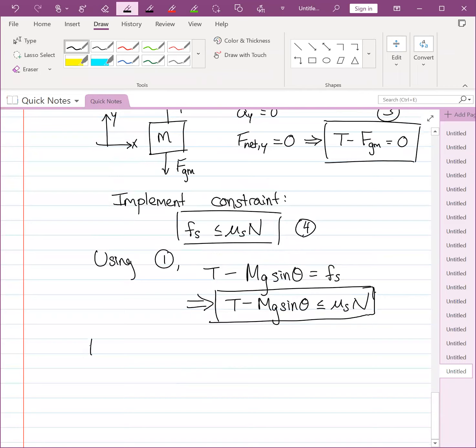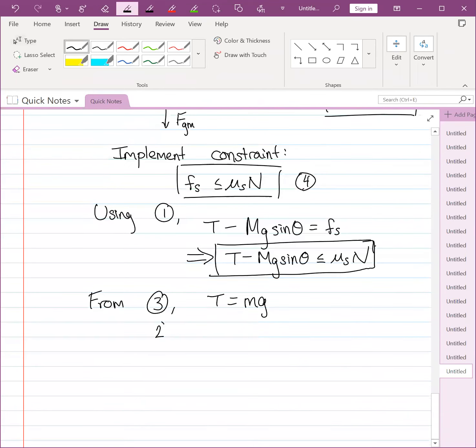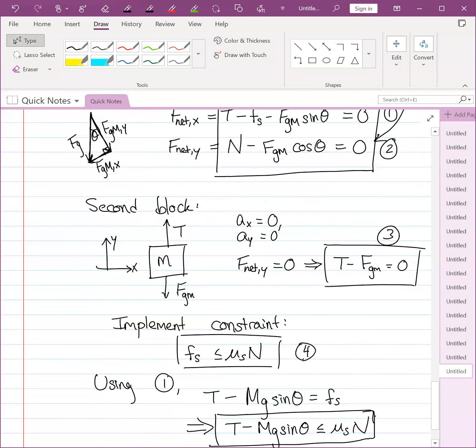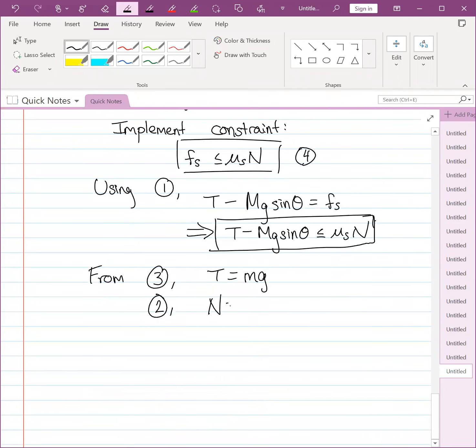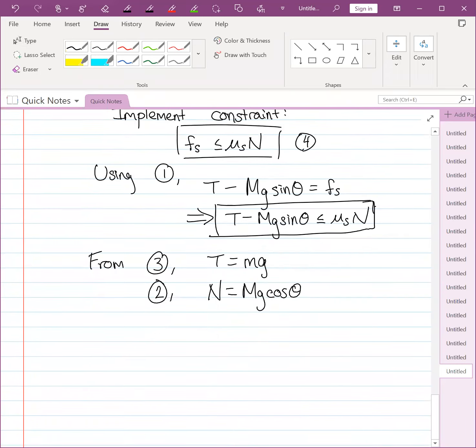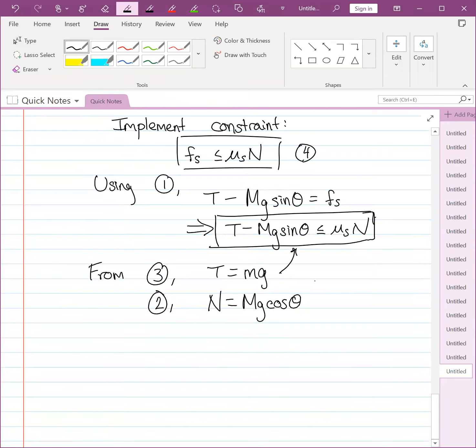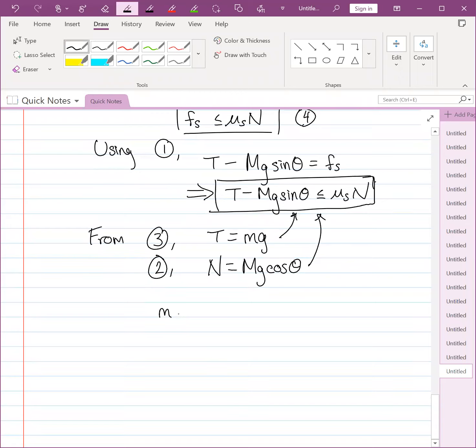So we can establish from 3, I know I want to finish this problem and then we'll call it a day. From 3, we have that the tension force is equal to little m times g. That one's pretty easy, right? And from 2, we can solve for n. So n minus capital Mg cosine theta is zero, so n is equal to capital Mg cosine theta. And we can plug both of these in here. So we have little mg minus capital Mg sine theta is less than or equal to mu sub s capital Mg cosine of theta.